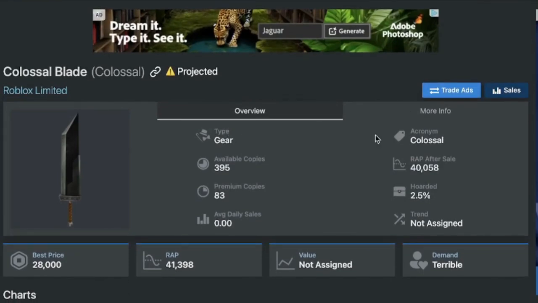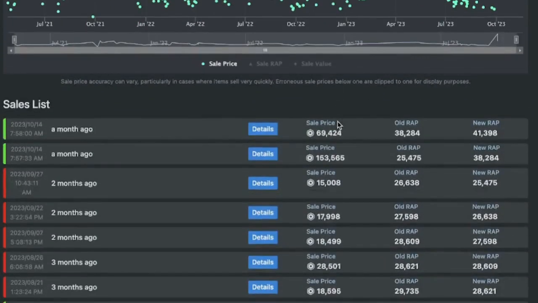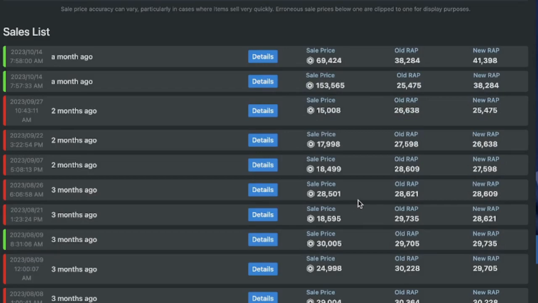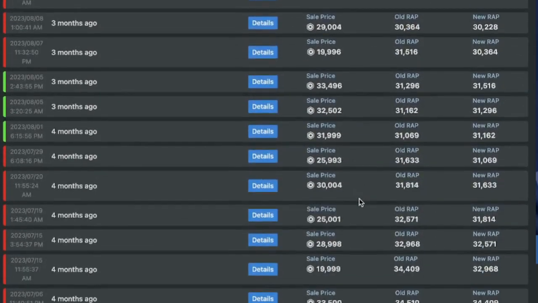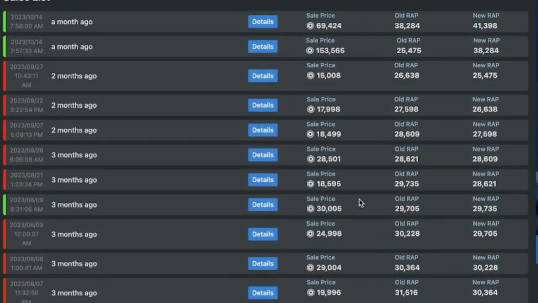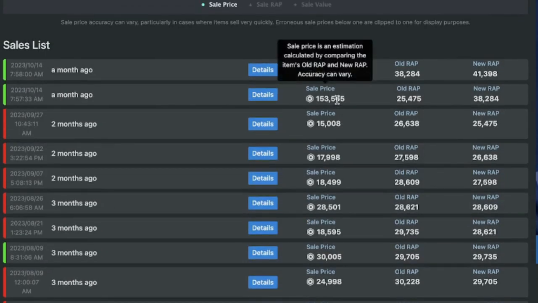Now, if we go to sales, we might actually find the true projection right here. I can't actually seem to find it anywhere. Oh, I did not even notice it. Yeah, so as you can see right here, it sold for 154,000 Robux, right? And right before that, this item got projected, it sold almost all those times a month for very small prices.